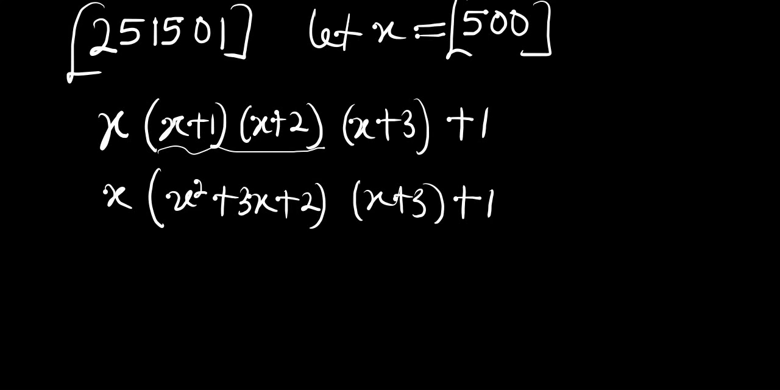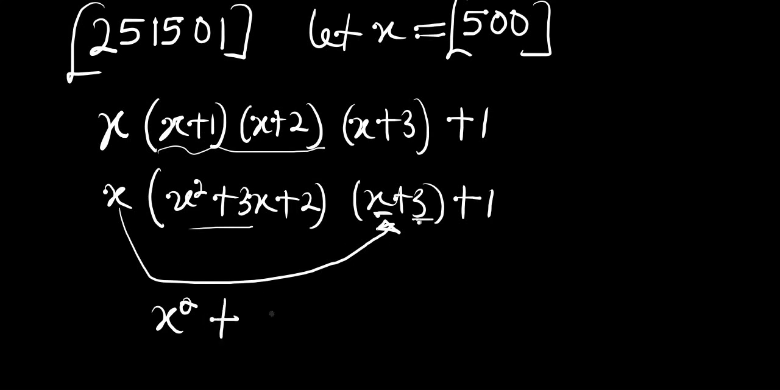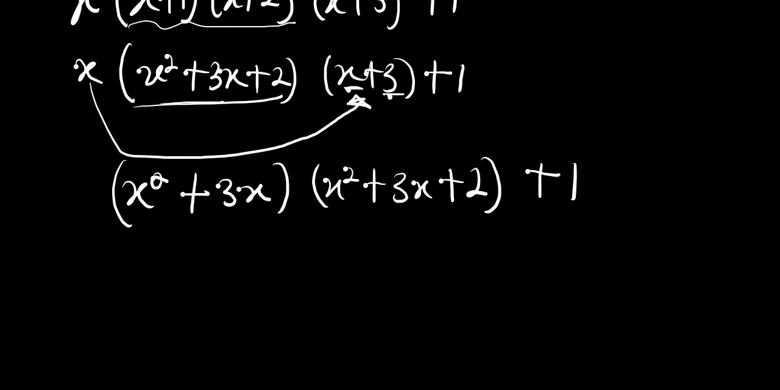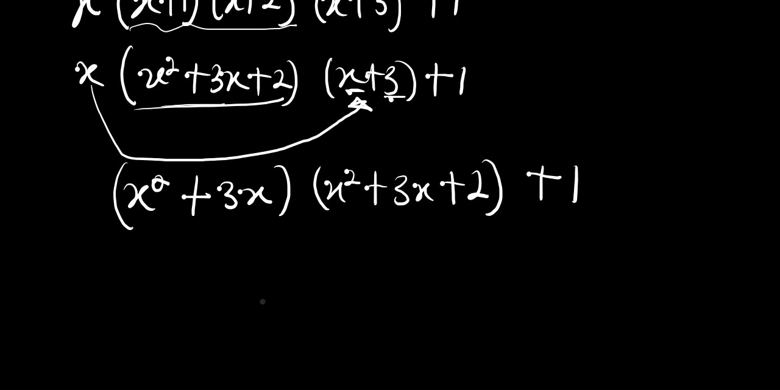The next thing we are going to do is to also multiply this with this, because they look very similar to what we have here. If we do that, we are going to have x squared, because x multiplied by x gives x squared, plus x times 3 gives 3x, and here we have x squared plus 3x plus 2, and we have plus 1. Now we should try and make sure that what we have here is the same as what we have here.